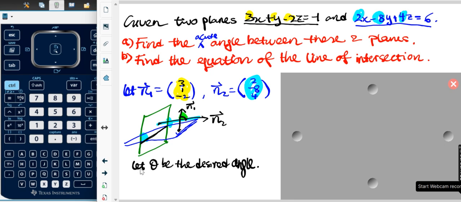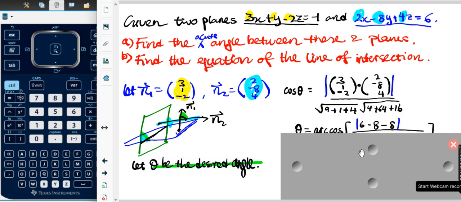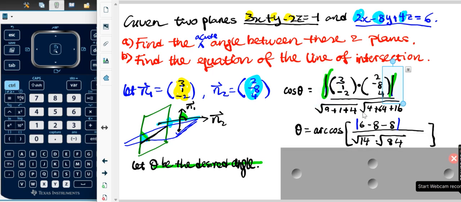All right, so we let theta be the desired angle of the two planes over here. And because this question is about the acute angle, I have to make sure that I have the absolute value here, to restrict cosine theta to be in the first quadrant. So we have 3 times 2 is 6, 1 times -8 is -8, -2 times 4 is -8. So 6 minus 8 minus 8.